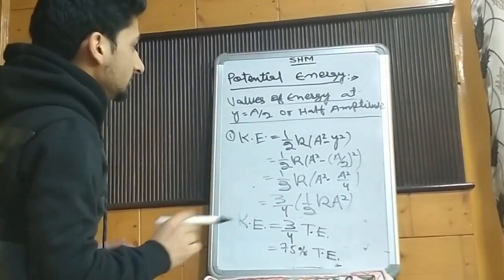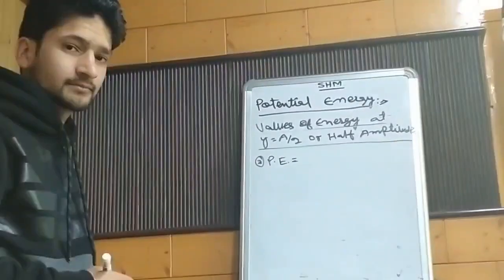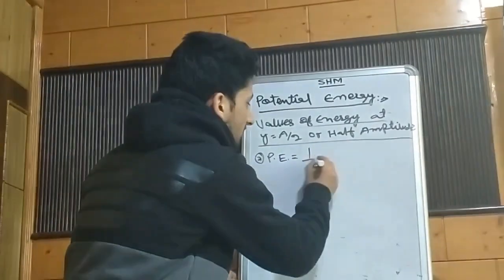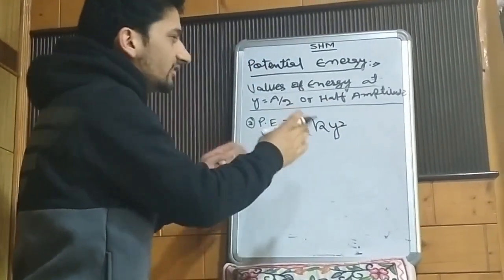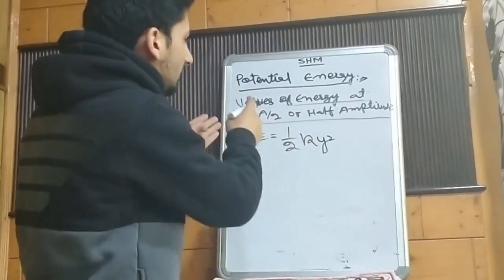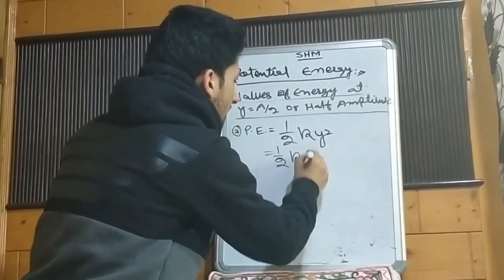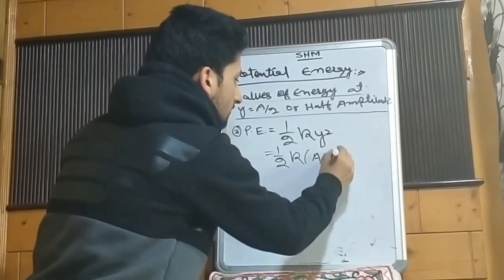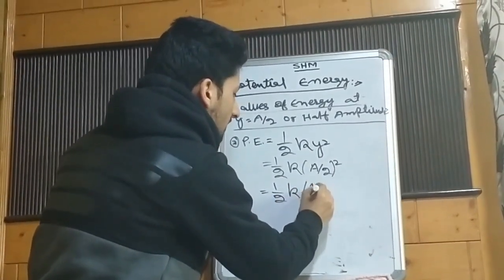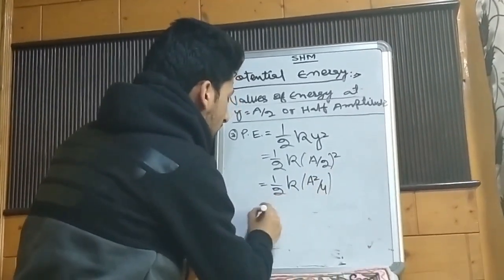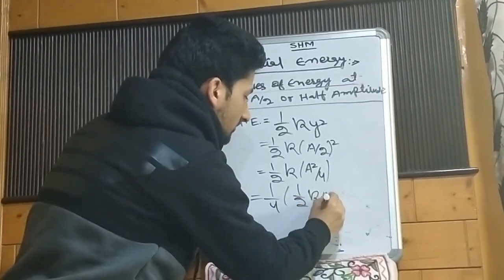Now let's try to find out the value of potential energy at half amplitude. Potential energy is given by 1/2 k y². At half amplitude we have to take y equal to a by 2. So this will be 1/2 k (a by 2) whole square. So this will be 1/2 k a²/4. So this will be 1/4 times 1/2 k a².